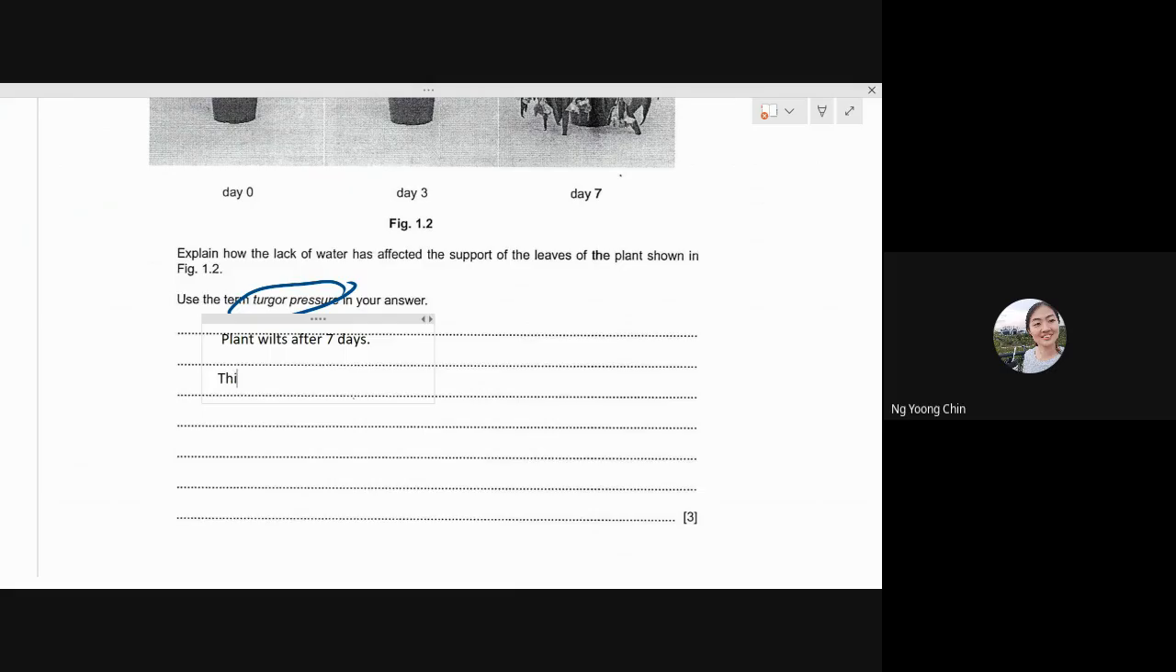Now, this is because the plant undergoes a lack of turgor pressure. See, because they are losing the water, so they don't have turgor pressure to support them. Thus, the plant is unable to stand upright.